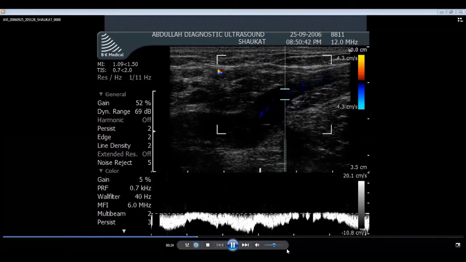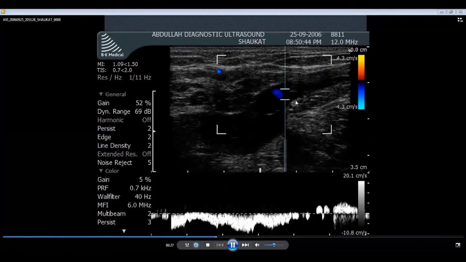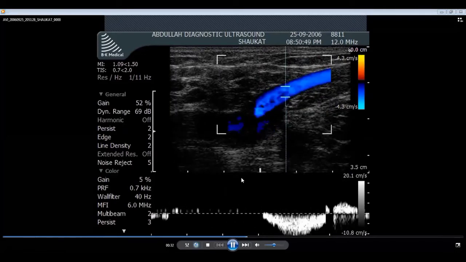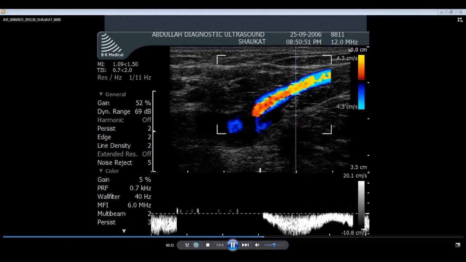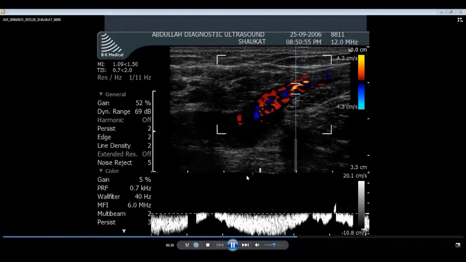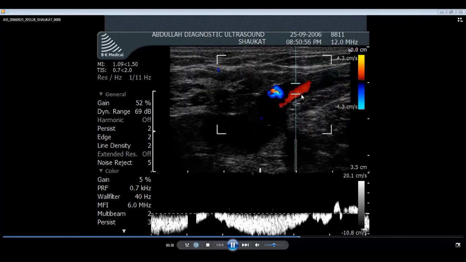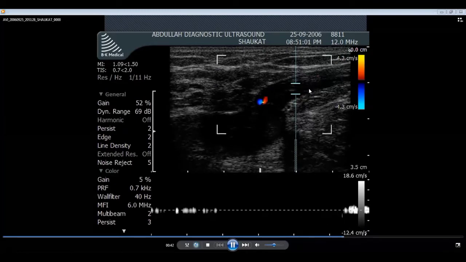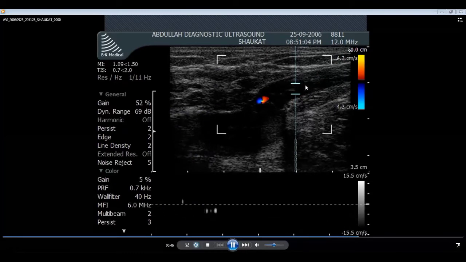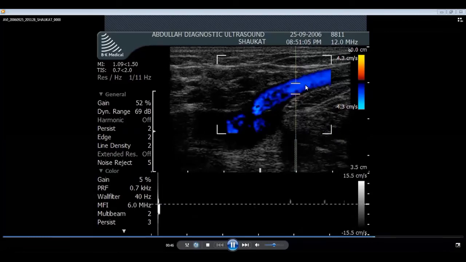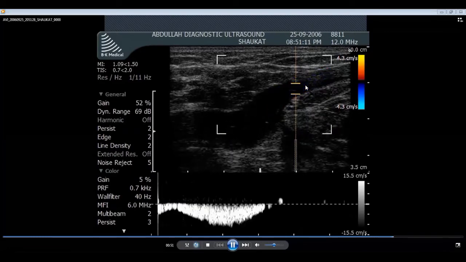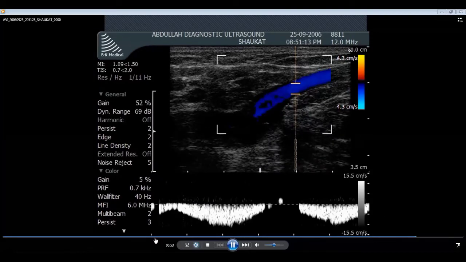And now I'm going to ask, yes, there you see, the flow stops, and then there is red flow which is showing reflux of blood from the femoral into the saphenous vein. So this is how we confirm the incompetency of the saphenous vein.